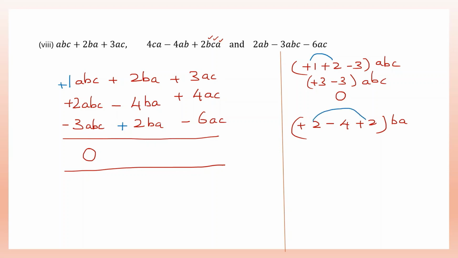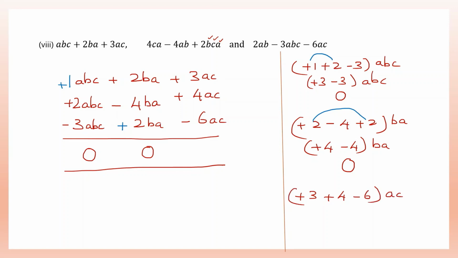So it gives us plus 4 minus 4 BA. Plus 4 and minus 4 is 0. So let me write 0 here also. Let's move on to the next one. Now remember, 0 will not carry a sign. And I don't even have to write BA. It says 0 BA. So 0.